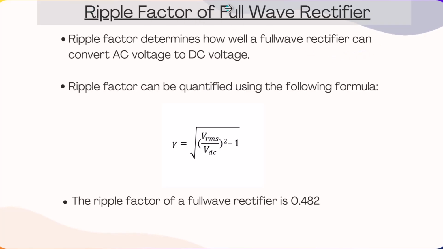So what is the ripple factor of full wave rectifier? The ripple factor determines how well a full wave rectifier can convert AC voltage to DC voltage. The formula for ripple factor is the same as half wave rectifier. It is the square root of (Vrms by VDC) whole squared minus 1.